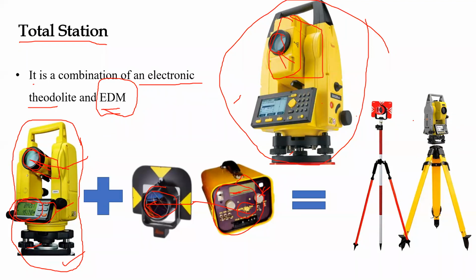So this is the total station, this is the reflector. The wave goes from here, gets reflected, and comes back. And since it is a combination of both theodolite and EDM, if you rotate the total station, it can give you the angle, and if we try to measure something, it can give you the distance as well. All right, so this is what a total station is.